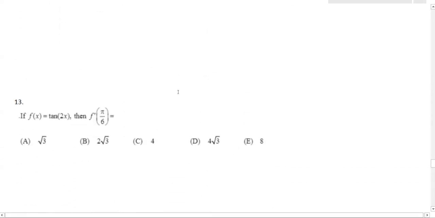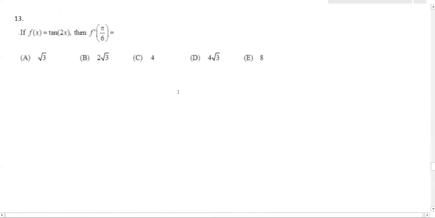All right, just a couple more. f of x equals tangent 2x, then f prime of pi over 6 is, well, you got to take the derivative. f prime of x equals the derivative of tangent, secant squared 2x, times the derivative of the inside. 2x is the inside, so its derivative is 2, and I'm just going to multiply it out front.